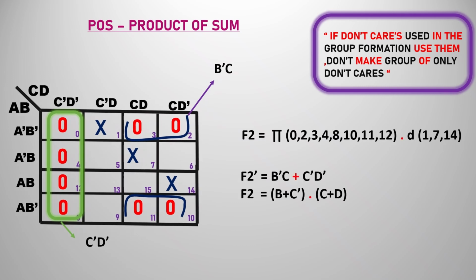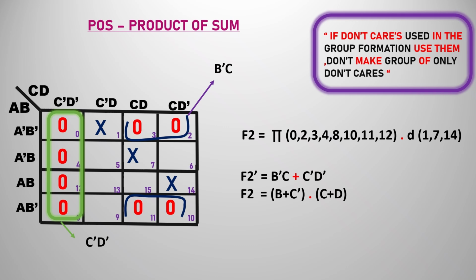As this is product of sum, we should not write that directly as output. So let us see the first expression that we can make. So F2 is equal to pi 0, 2, 3, 4, 8, 10, 11, 12. So we have to not place plus there. So dot d 1, 7, 14. So this is the expression that we can make.